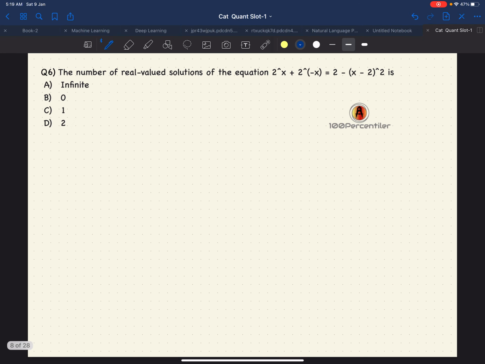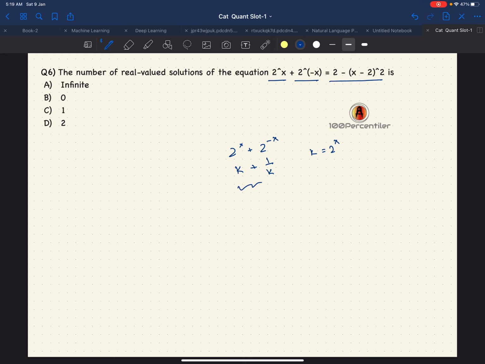Okay, looking at the sixth question here, we are given: find the number of real valued solutions of the equation 2 raised to power x plus 2 raised to power minus x is equal to 2 minus (x minus 2) whole square. Now the first thing we notice here is that 2 raised to power x plus 2 raised to power minus x can be written in the form of k plus 1 upon k, with k being equal to 2 raised to power x.